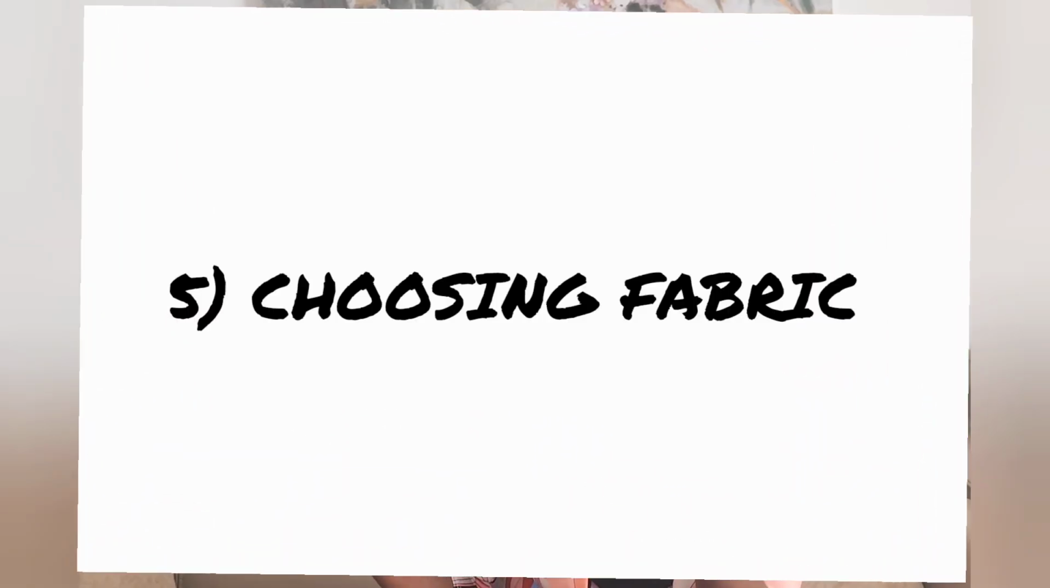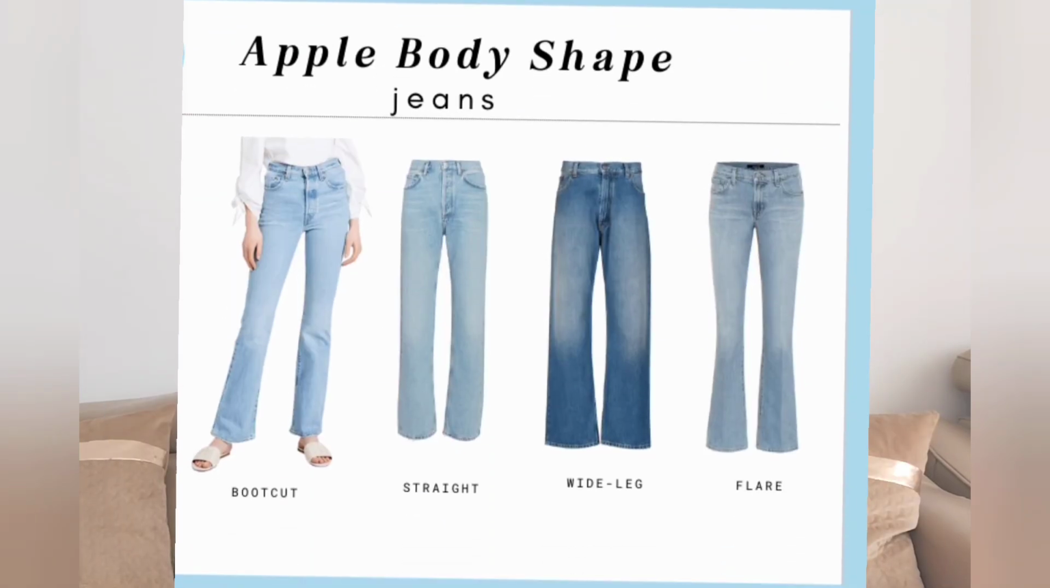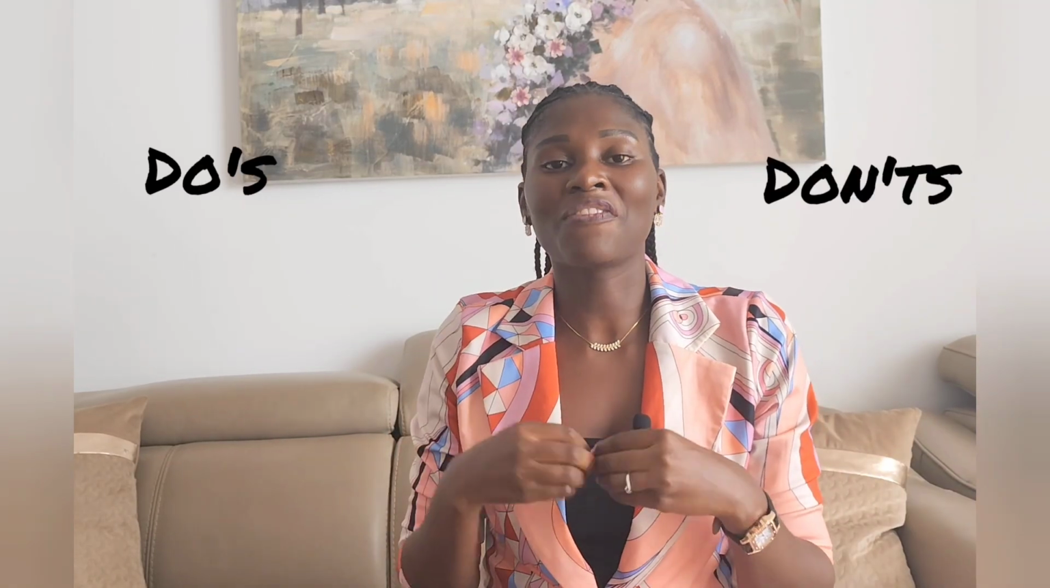And the next point we are going to be talking about is structured tops. You want tops that are structured, that can create shapes such as a peplum style, which can highlight your waistline. The next one is choosing the right fabric. Avoid clinging materials. Instead, choose fabrics that drape well and provide support. Next, we'll be talking about tailored pants. You want to look for a straight leg or boot cut pant to balance the body shape and create a more streamlined look.